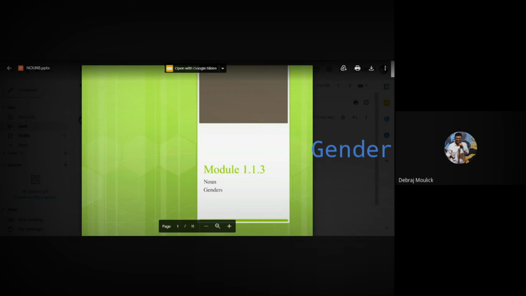This is 1.1.3. Here we'll be talking about genders, and genders here mostly refers to the biological ones. The first and second genders, which are most important, are the feminine gender and the masculine gender. These two are very important. Then we have two new additions. Very few people know about them. That is known as the common gender and the neuter gender.